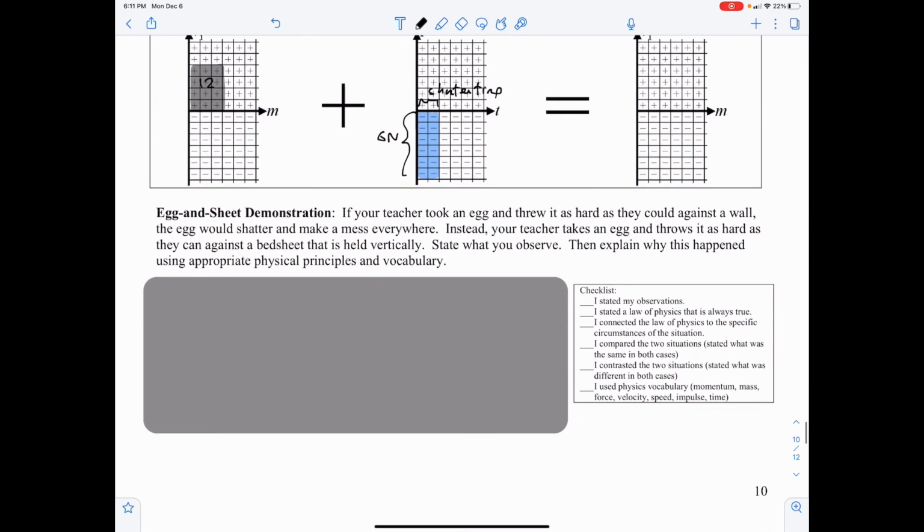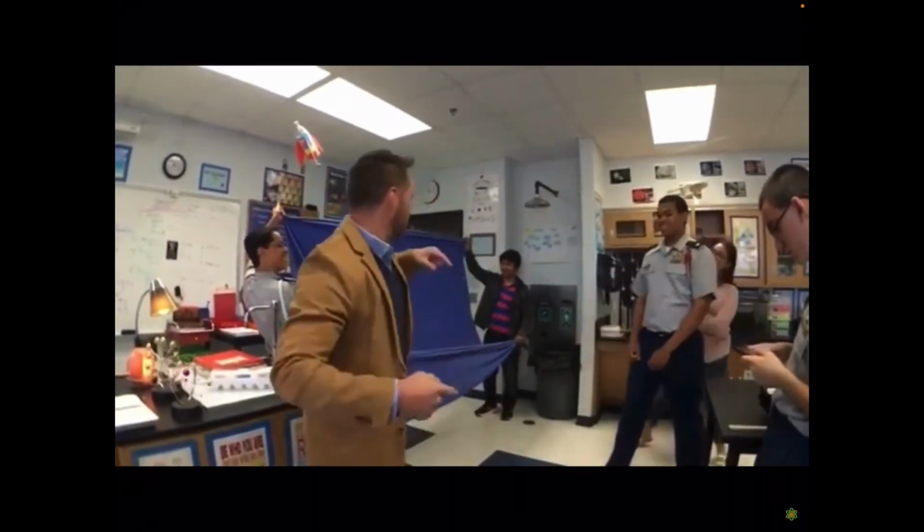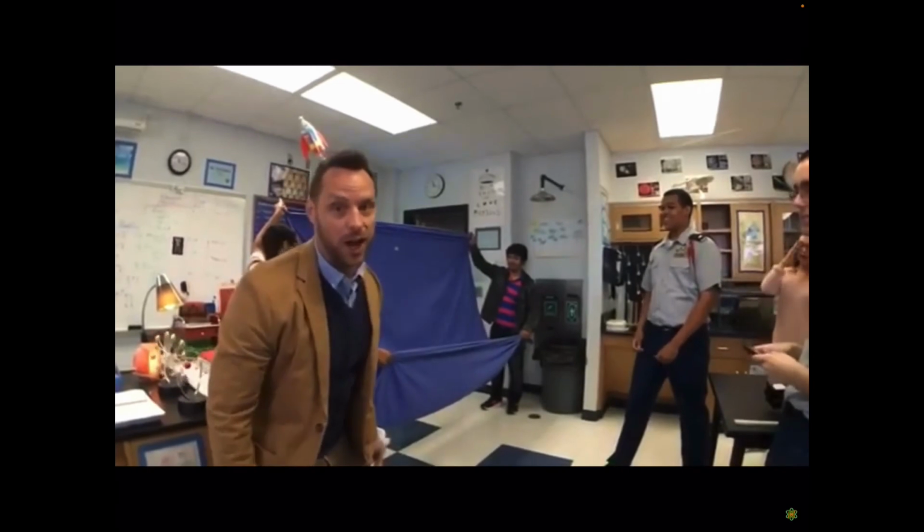Okay, so let's apply this to an egg and sheet demonstration. Hutch, I'm Hutch. This is the science. If you throw an egg into a wall made of bed sheet, it will not break. Go!